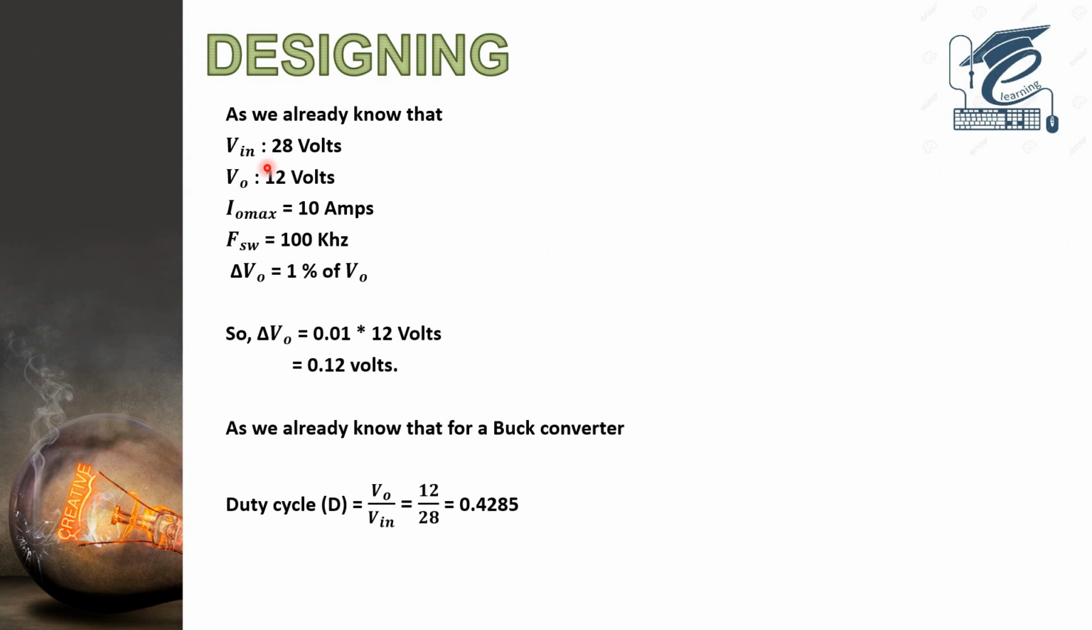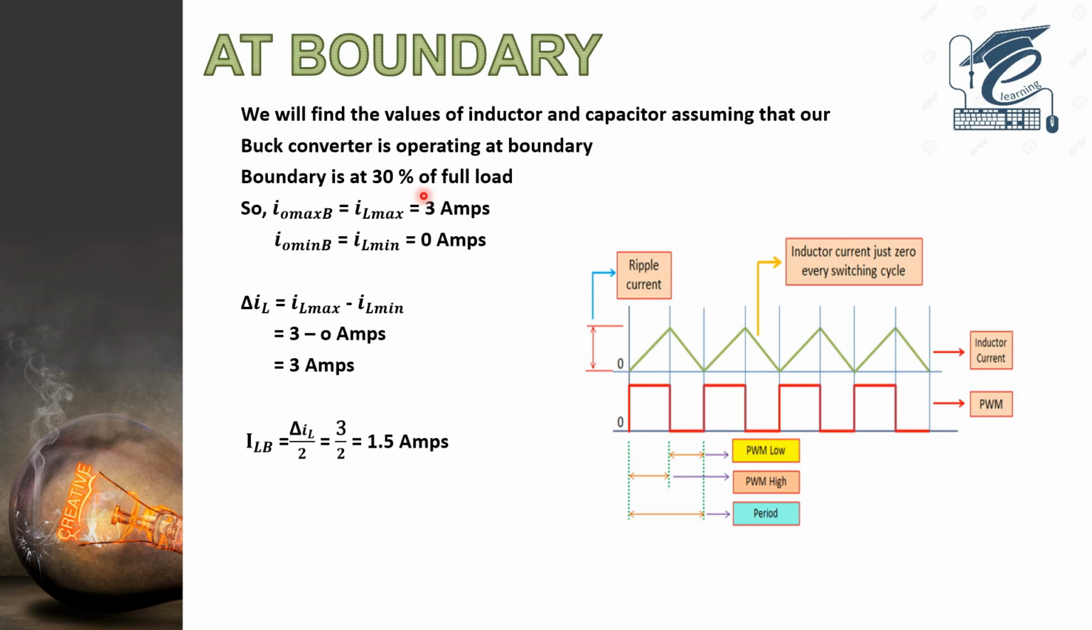As we already know the input voltage, output voltage, output maximum current, switching frequency, and the output voltage ripple, the output voltage ripple, if calculated, will come out to be 0.12 volts. For a buck converter, the formula for duty cycle is output voltage by input voltage, so it comes out to be 0.4285. Now moving further, we will calculate the values of L and C, that is inductor and capacitor, at boundary.